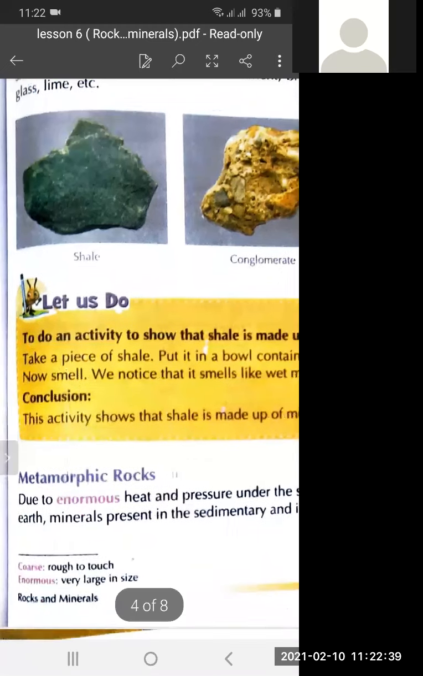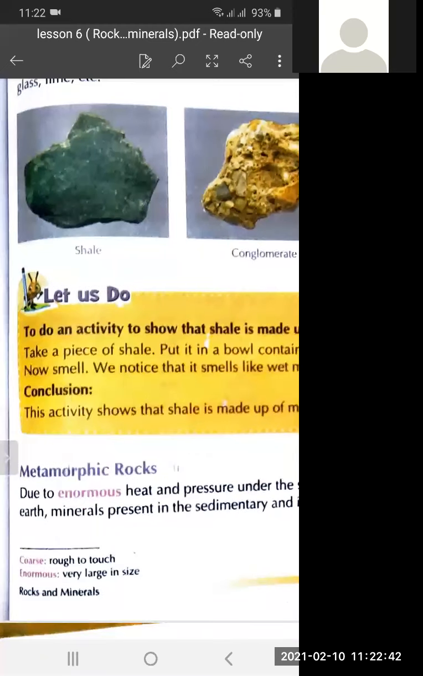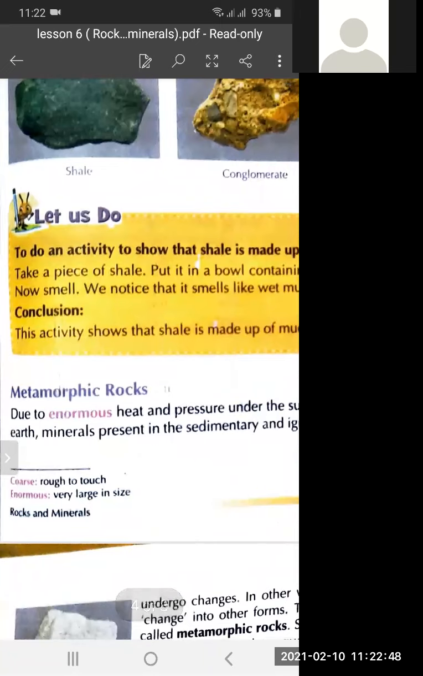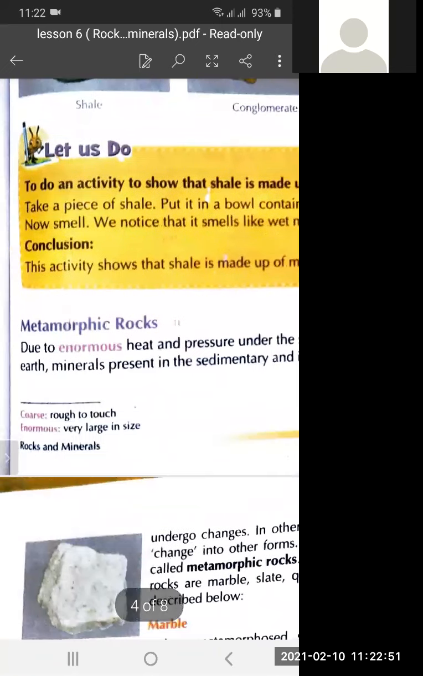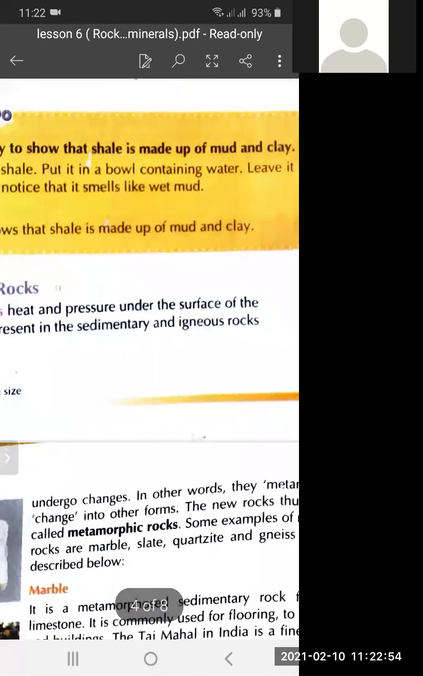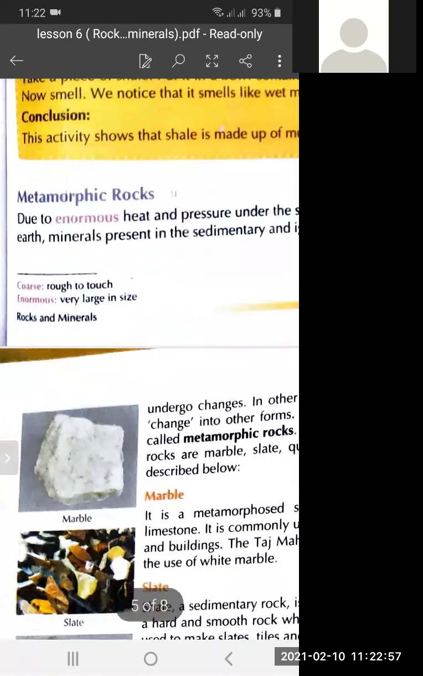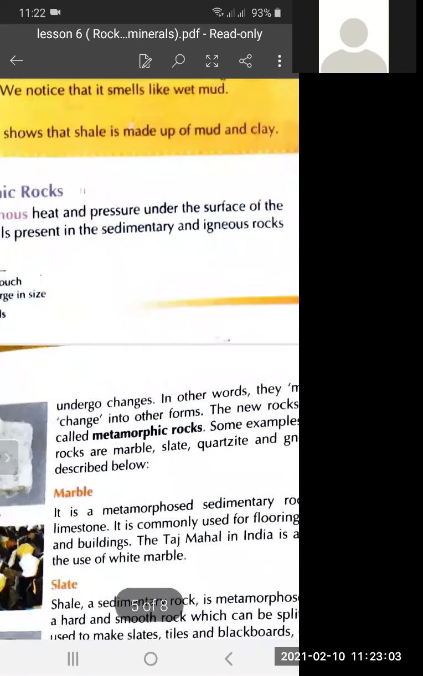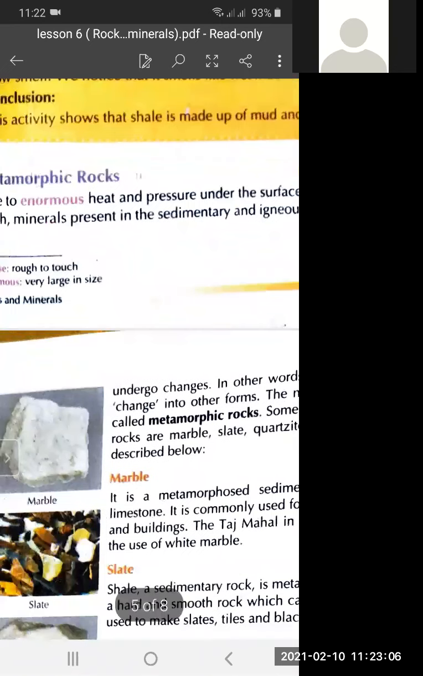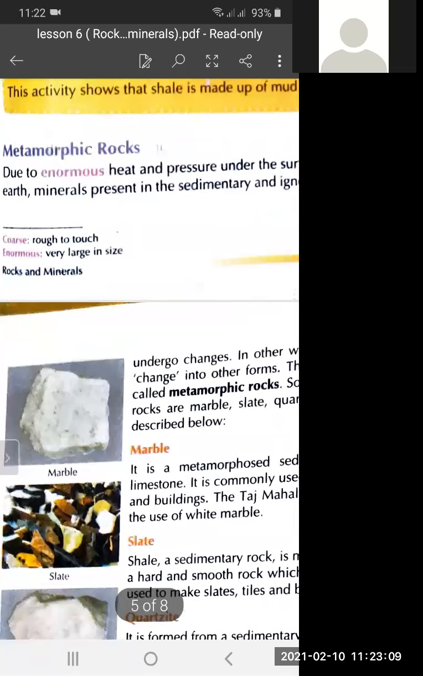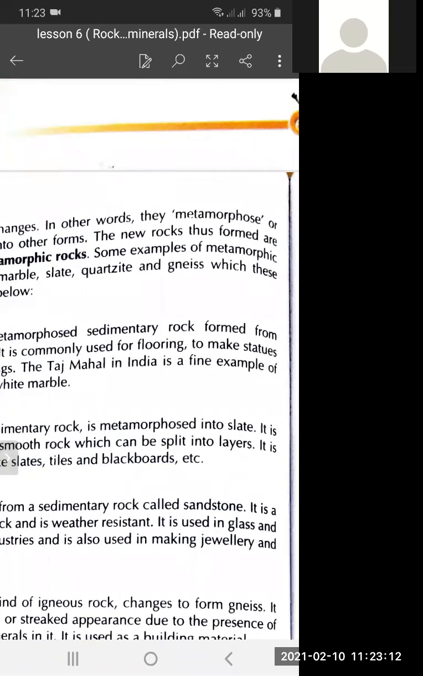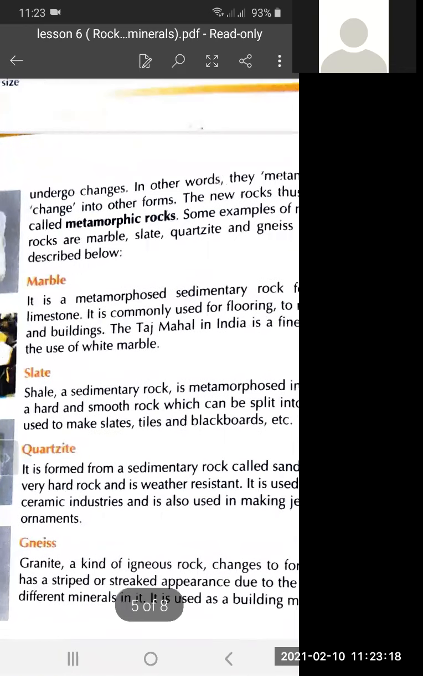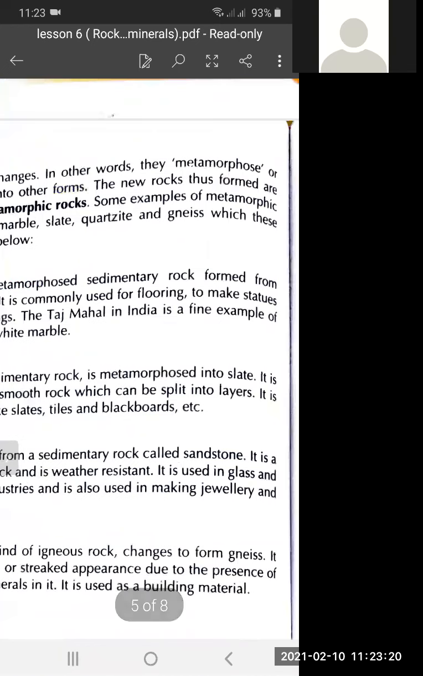Metamorphic rocks. Due to enormous heat and pressure under the surface of the earth, minerals present in the sedimentary and igneous rocks undergo changes. In other words, they metamorphose or change into other forms. The new rocks thus formed are called metamorphic rocks.